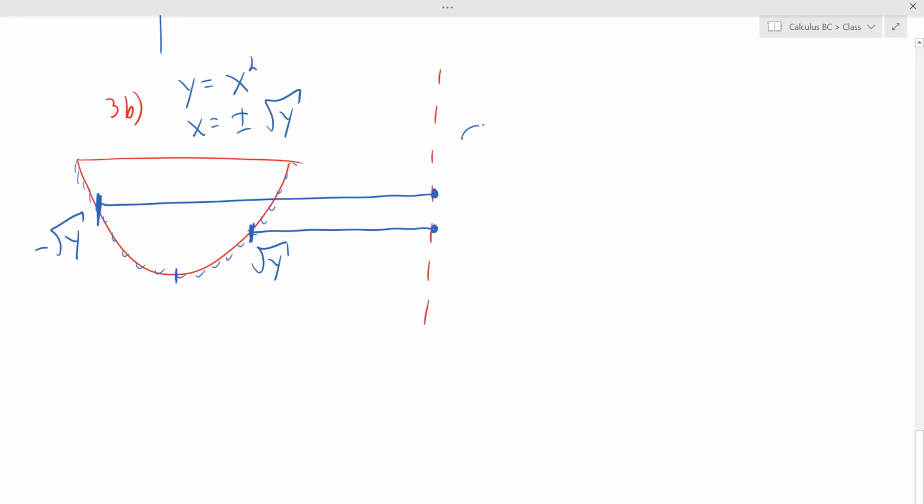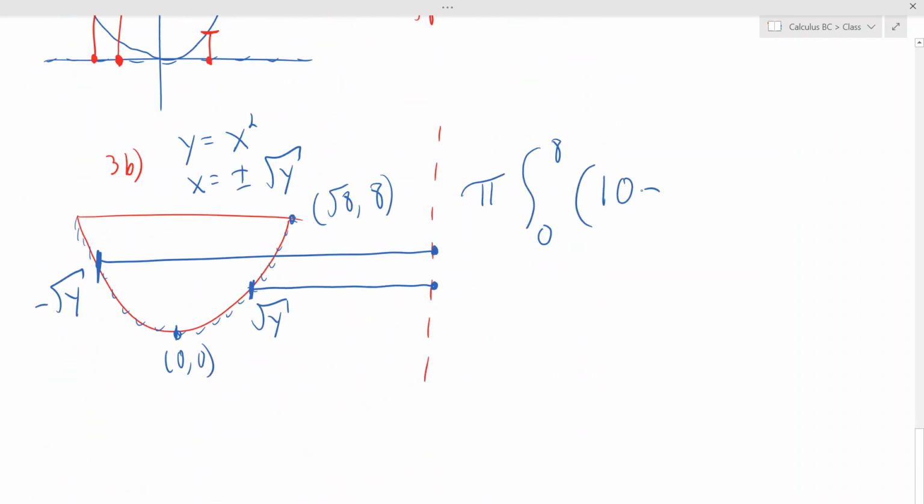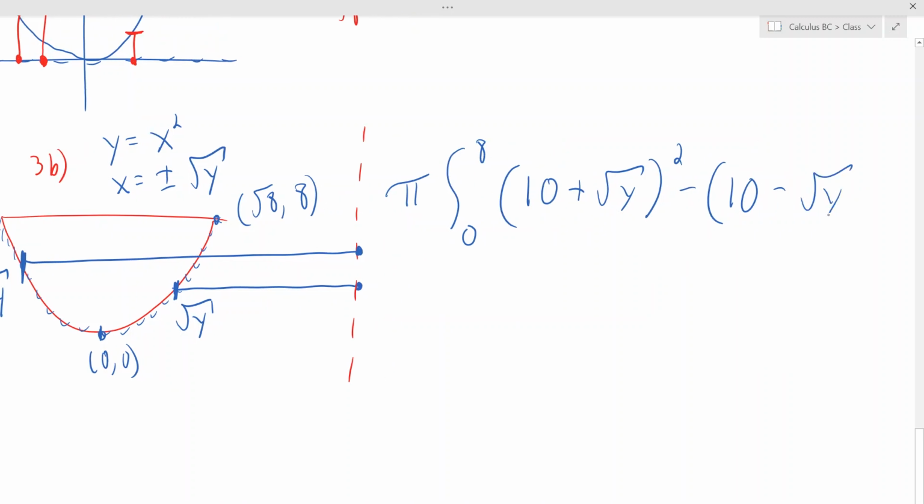So this is 3b, so we're doing pi times the integral from 0, which is the lowest y value right here, up to here, which is root 8, 8. So we're going up to 8. But big R is the right side, which was, I forgot already, 10, minus the left side, which is negative root y. So that becomes 10 minus negative root y, squared, minus 10 minus positive root y, squared, dy.